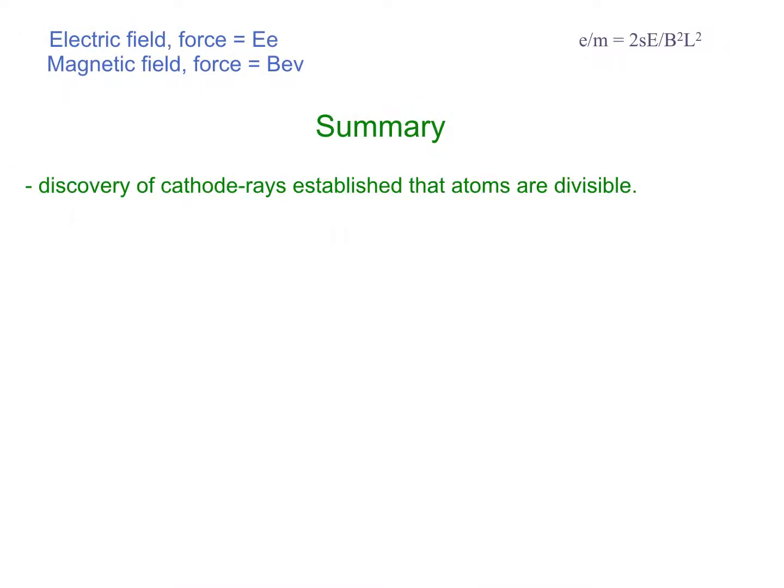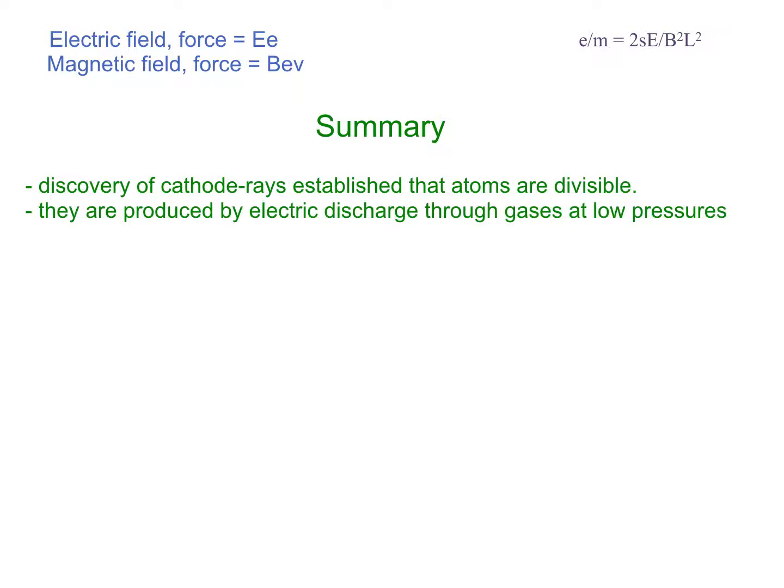So in summary, the discovery of cathode rays established that atoms can be divided. So this was a very important fundamental step toward understanding the structure of the atom. These rays are produced by electric discharge through gases at low pressures. Normally gases are insulators, so you need to pump them out to a certain low pressure and then apply a very high voltage to strike an arc or strike cathode ray emission. And we see these now in neon lights. This is a normal application of the cathode ray tube experiment. The neon lights are descendants of the original cathode ray tubes.